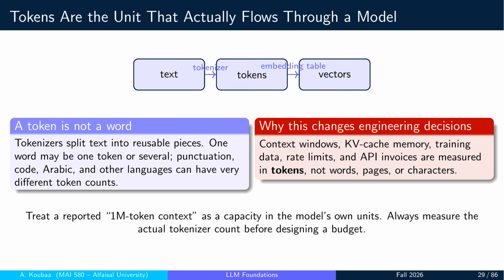Now the right block, which is why this changes engineering decisions. Context windows, KV cache memory, training data, rate limits, and API invoices are all measured in tokens, not in words, not in pages, not in characters. Now the instruction at the bottom. Treat a reported 1 million token context as a capacity in the model's own units. Always measure the actual tokenizer count before you design a budget. Token budgeting is a real engineering task, not formatting.